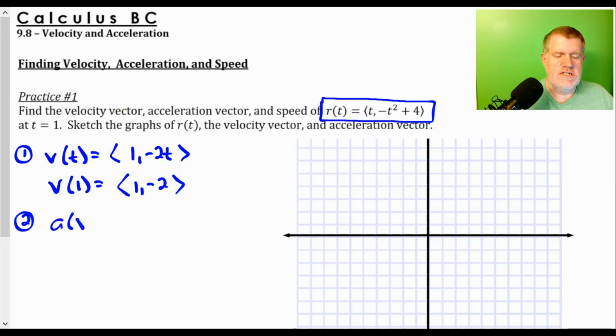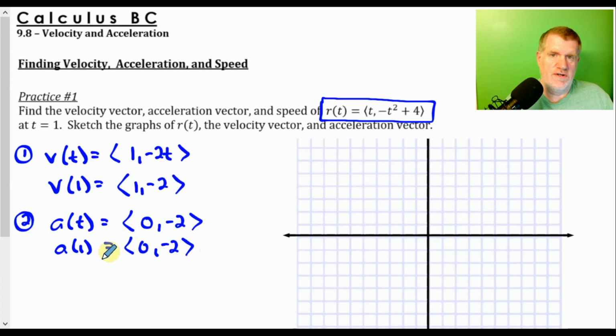My acceleration vector, let's go just in terms of t first, would be the derivative of velocity. So the derivative of 1 is 0. The derivative of negative 2t is negative 2. We don't technically have to plug anything in, because a of 1 would be 0, negative 2. In fact, the acceleration's always 0, negative 2. This thing is always being pulled down. It's not being pulled left or right at all, but it's being pulled down.